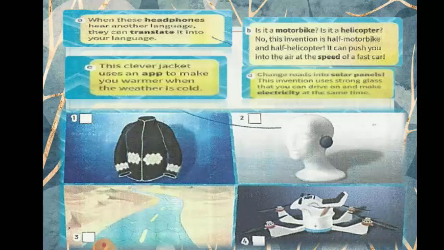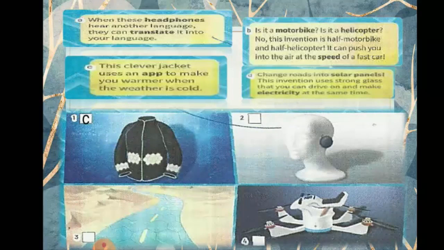Now, match the description of every object to its correct picture. Number 1, what can you see in this photo? Yes, it is a jacket. So what is the correct definition? Yes, here it is. Number C, this clever jacket uses an app to make you warmer when the weather is cold. So, in these pictures, you can see some of the modern inventions, like this jacket.